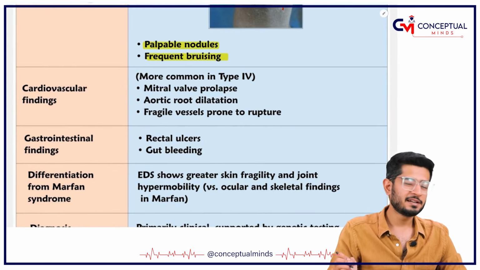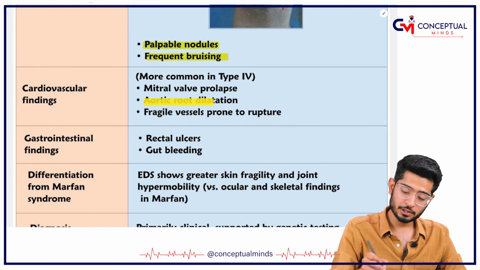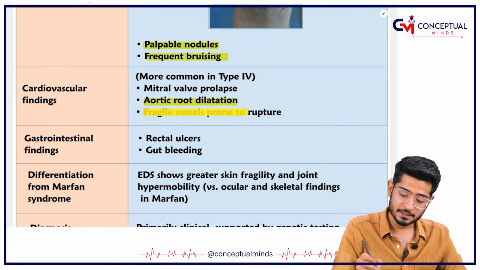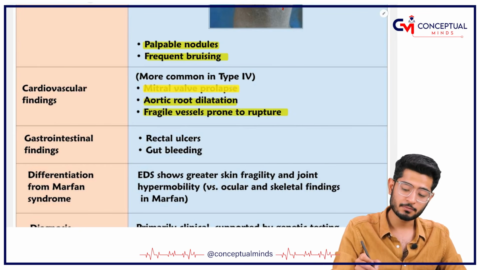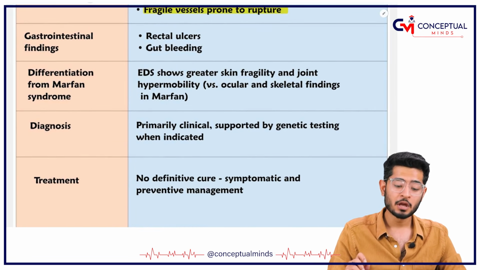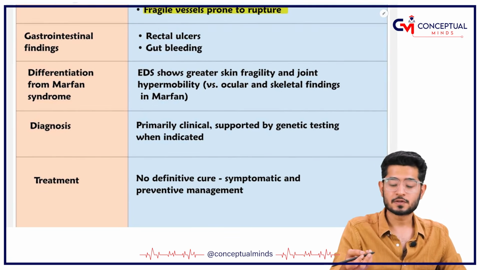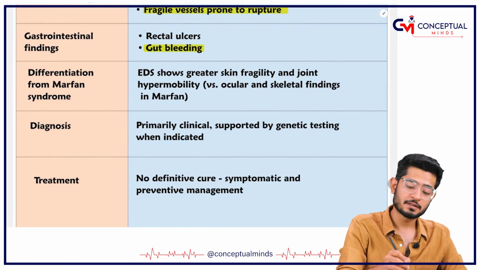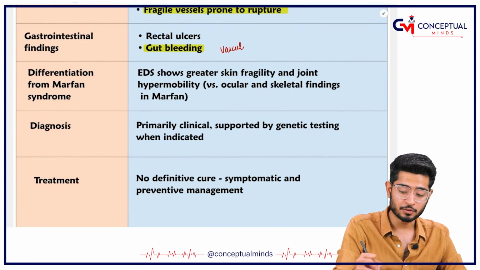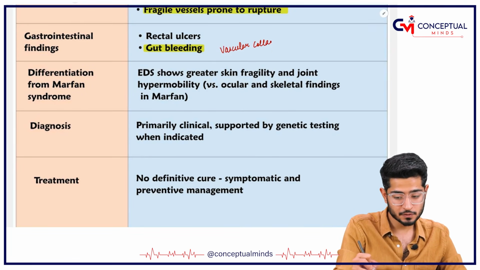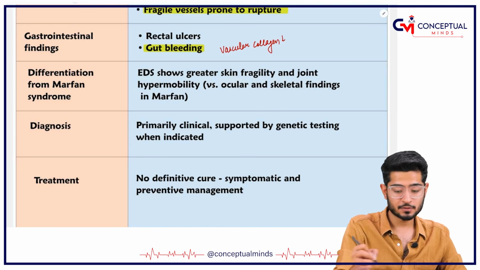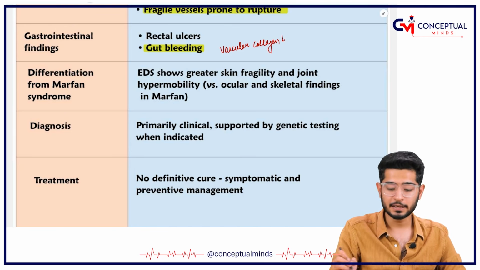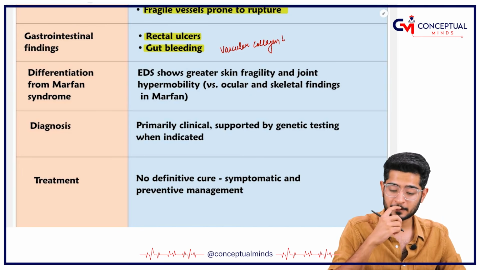And cardiovascular findings: I have told you that aortic root dilatation is going to be there, the vessels are prone to rupture, and mitral valve prolapse can occur. GI findings: of course the gut is going to bleed like anything because the vascular collagen fibers are also not good. There is less strength in the vessel, so there will be gut bleeding and rectal ulcers.